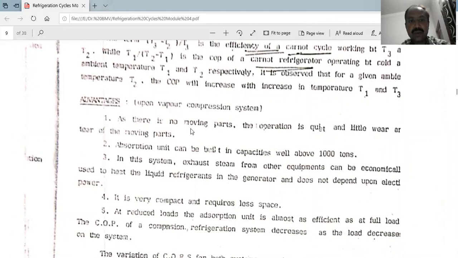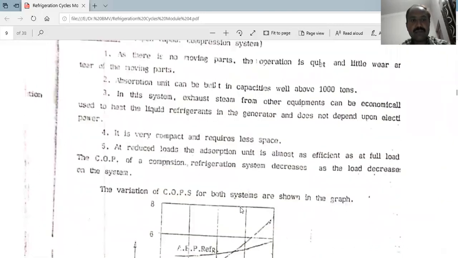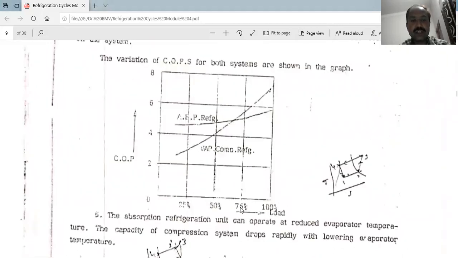Yes, there are no moving parts in this refrigeration cycle. The absorption unit capacity can be well above 1000 tons. Okay, it is very compact and requires less space. Okay, these are the advantages of the vapor absorption refrigeration system.